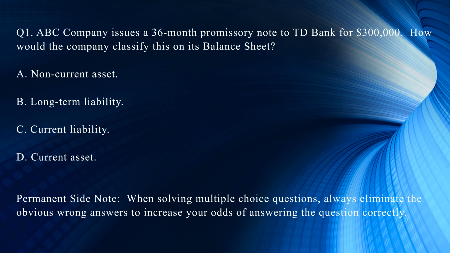So let's visit C, current liability. Is this a current liability? It is a liability based on the facts of the question, but is it a current liability? No. And the reason why it's not a current liability is because the ABC Company is issuing a 36-month promissory note to TD Bank. And because the 36-month promissory note runs greater than a year, it's not classified as a current liability. Rather, it's classified as a long-term liability. So we know the answer to question 1 is B, long-term liability.